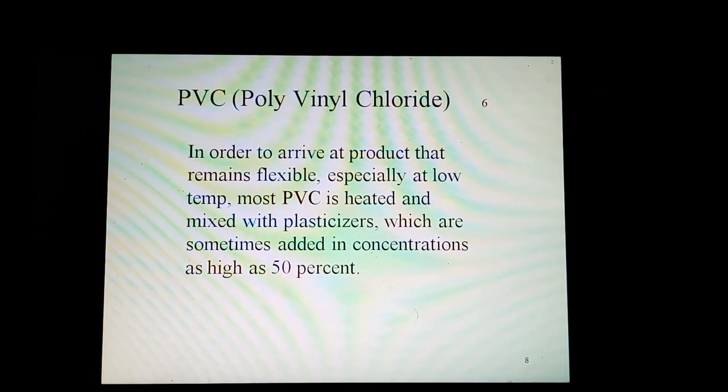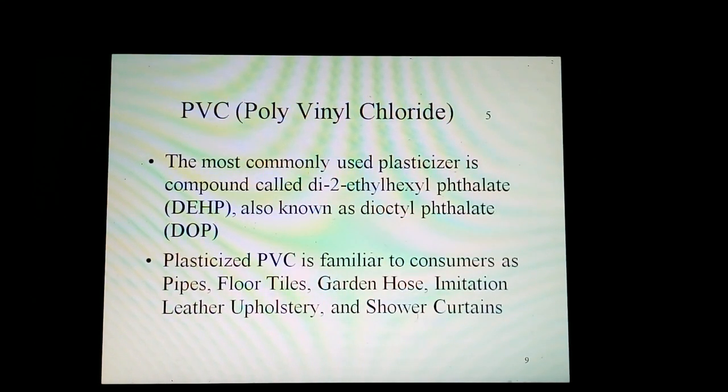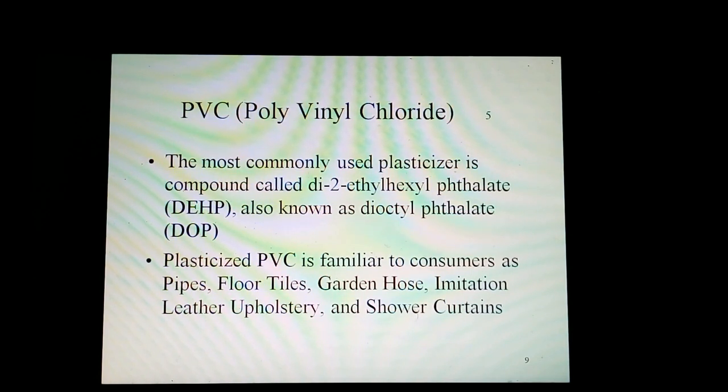In order to arrive at a product that remains flexible, especially at low temperatures, most PVC is heated and mixed with plasticizers, which are sometimes added in concentrations as high as 50%. The most commonly used plasticizer is the compound di-2-ethylhexyl phthalate or DEHP. It is also known as dioctyl phthalate or DOP. Plasticized PVC is familiar to consumers as pipes, floor tile, garden hose, imitation leather upholstery, and shower curtains.